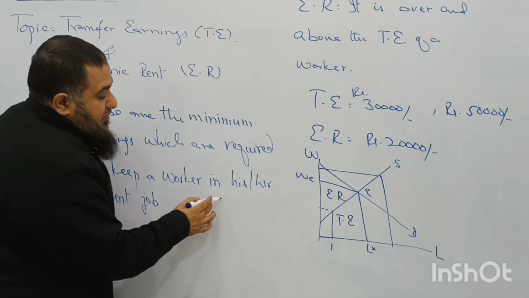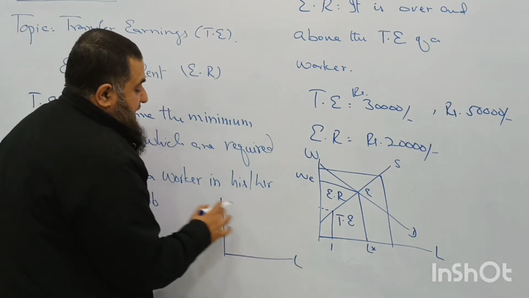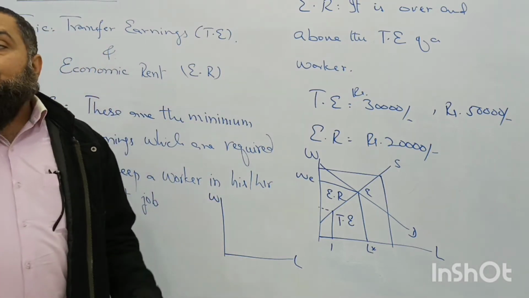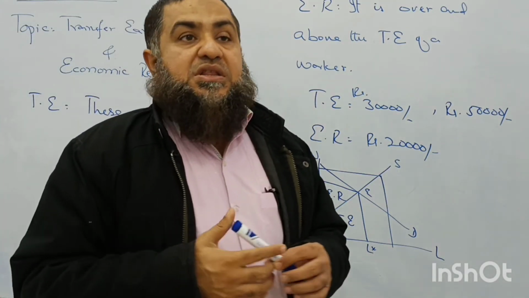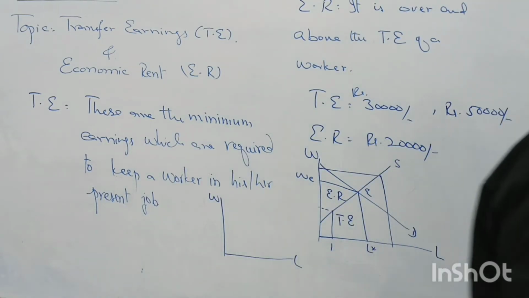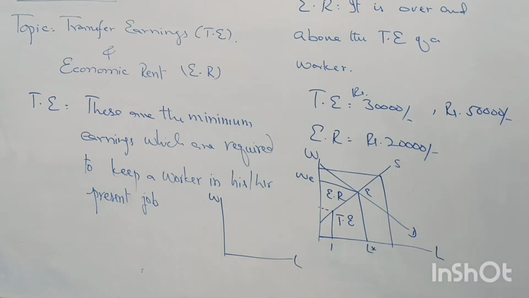Now the thing I want to explain to you is what? We have two main types of workers in the labor market. Either they are skilled workers or they are unskilled workers.